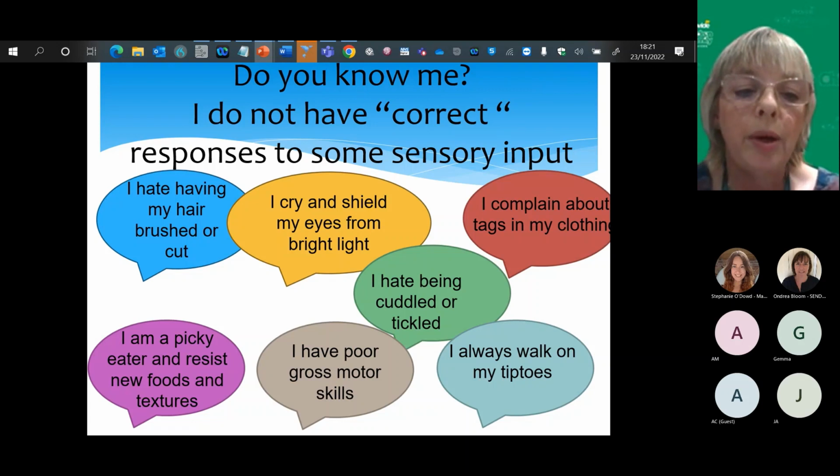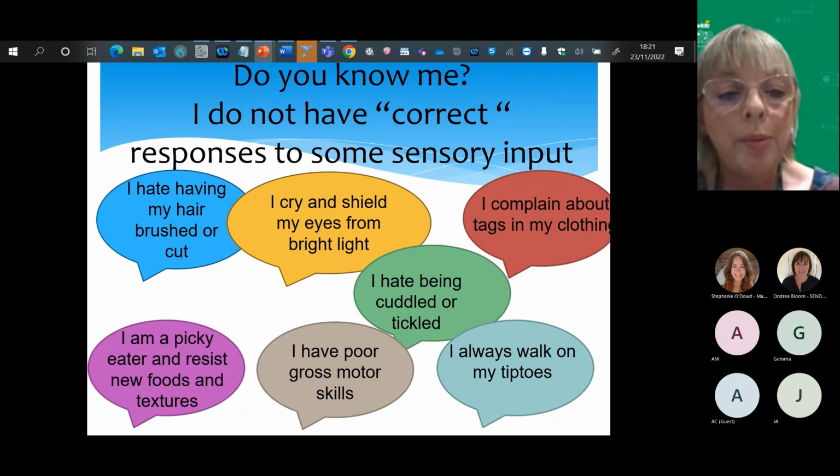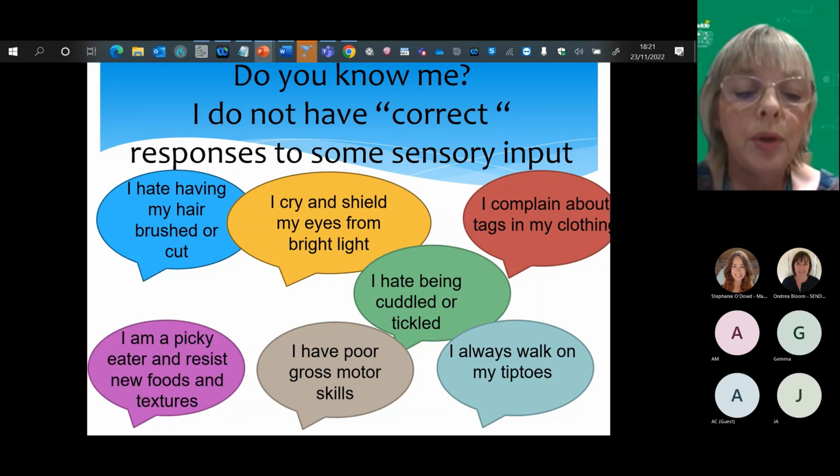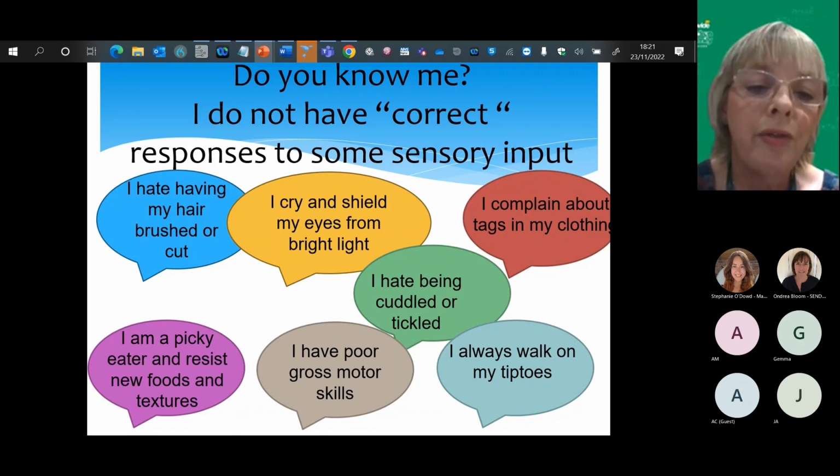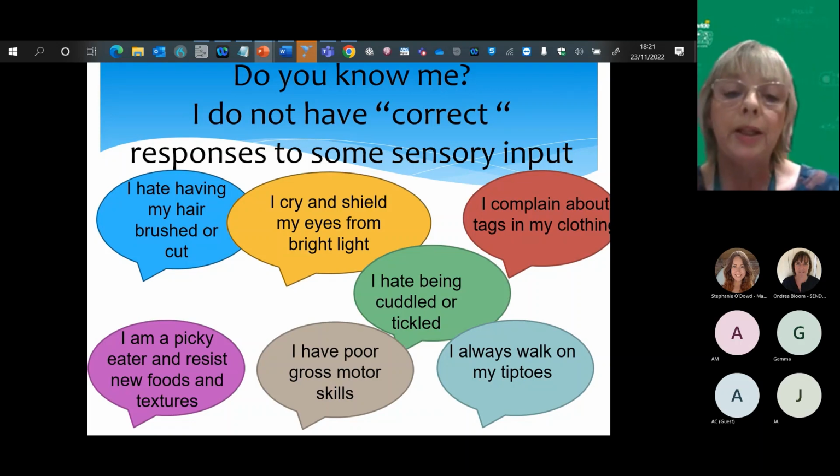So I hate having my hair brushed or cut. That's usually a tactile response in a child that's a bit over-responsive. Children that are very, very tactile can actually feel the cut, so it's like a pain. An under-responsive child won't notice pain, but an over-responsive child will feel sensations. So I've had children describe being in the shower as like being hit with needles.